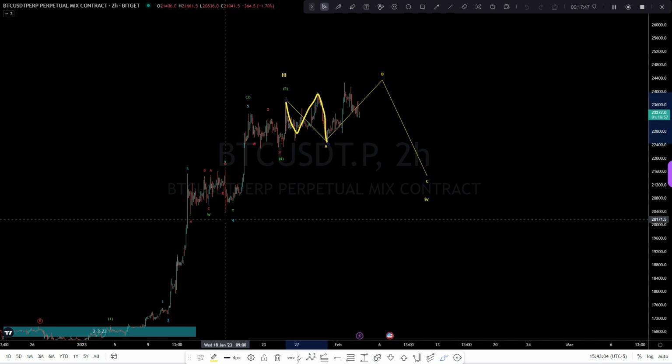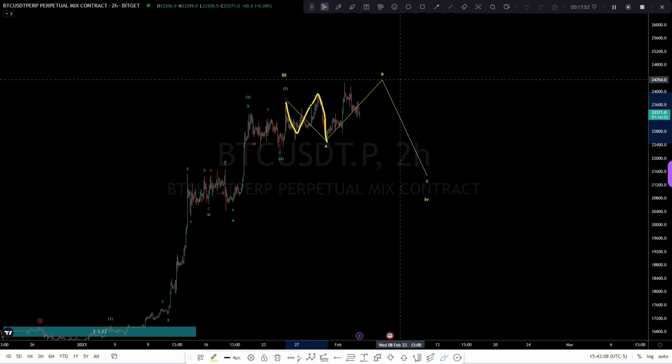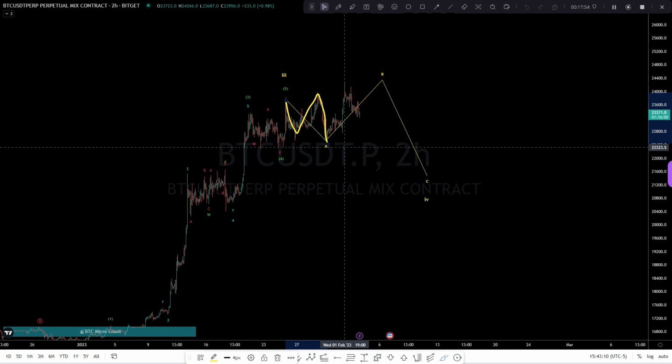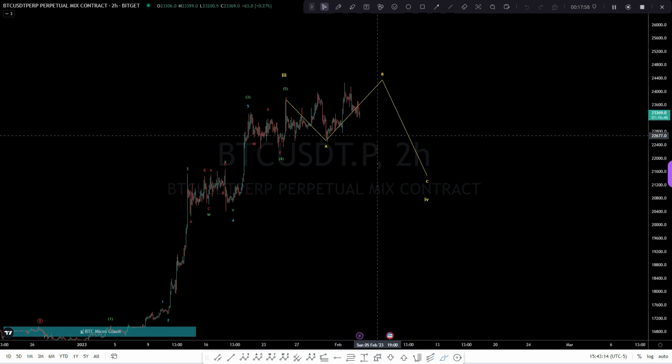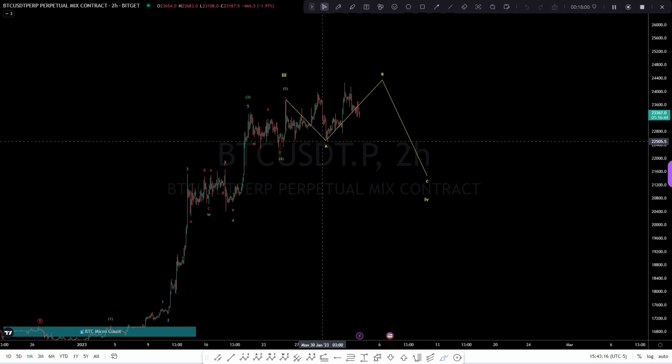Just like that. Okay. B is going to be something. I don't think it's done yet. Looks very choppy. Okay, so your B is going to be a 3-wave move, probably a combination.